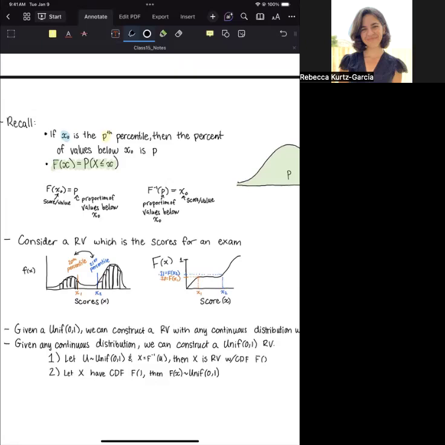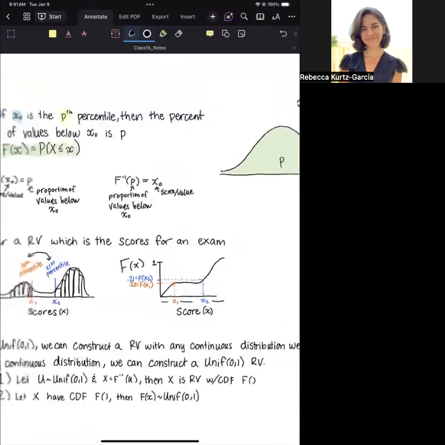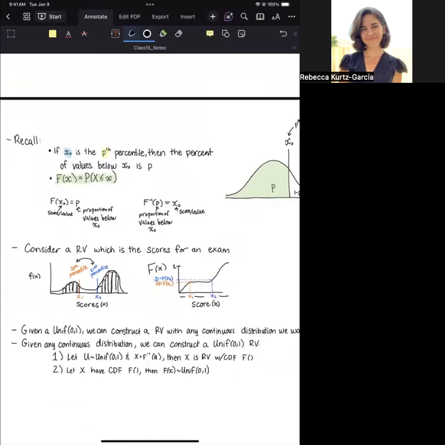And you can also do the reverse. So given any continuous distribution, you can construct a uniform 0, 1 random variable. Now that one is a little bit more direct to see, because you can go here and any value you have on this x-axis, you just look at what its CDF value is, and all the CDFs you get are uniform. So that one feels a little more intuitive, at least to me.